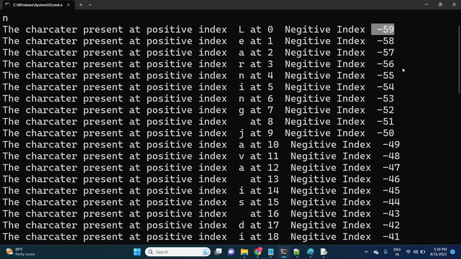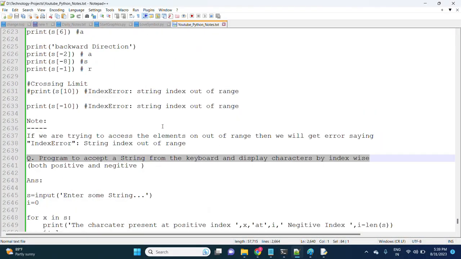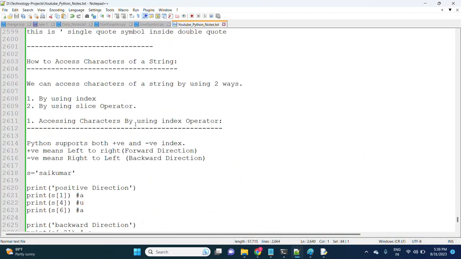In the next session we are going to observe how to access the characters by using the slice operator.